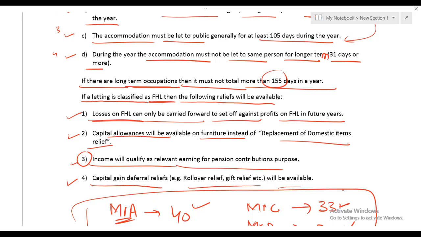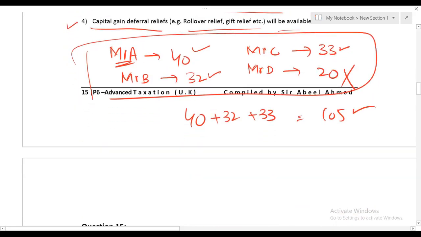Losses: you will carry forward the losses, and you are going to deduct furnished holiday letting losses from future profit from the same furnished holiday letting. You are going to get capital allowances instead of replacement furniture relief. Income will qualify for relevant earnings for pension purposes, and you can defer the capital gain.